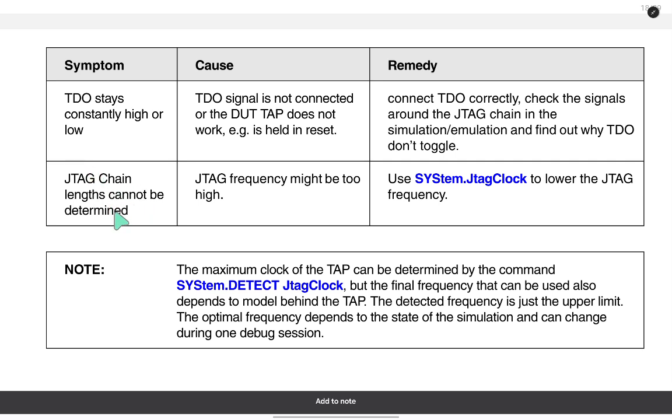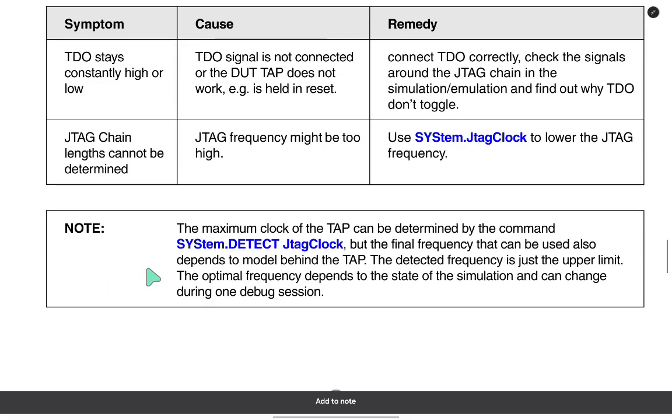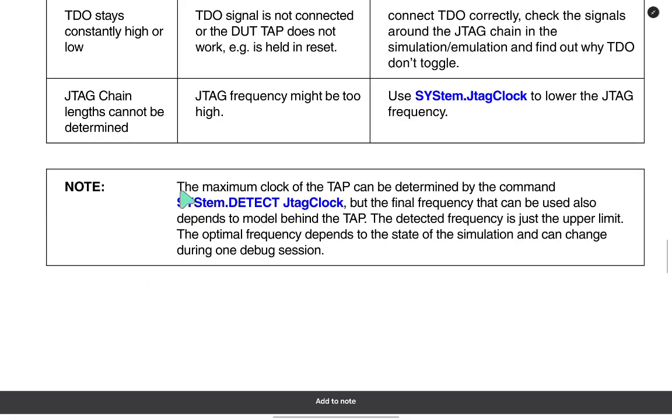JTAG chain lengths cannot be determined. The JTAG frequency might be too high. Use sys.jtag clock to lower the JTAG frequency. Note: the maximum clock of the TAP can be determined by the command sys.detect JTAG clock. The final frequency that can be used also depends on the motor behind the tab. The detected frequency is just the upper limit. The optimal frequency depends on the state of the simulation and can change during one debug session.